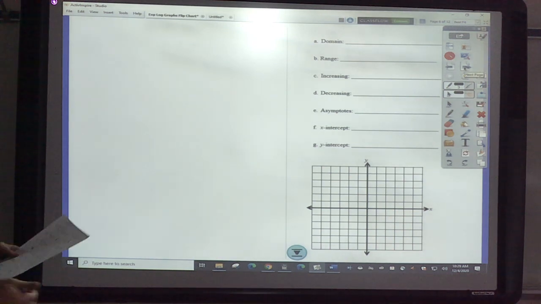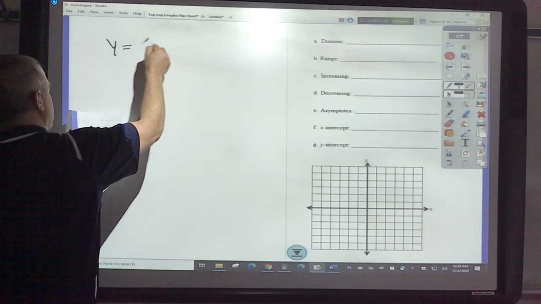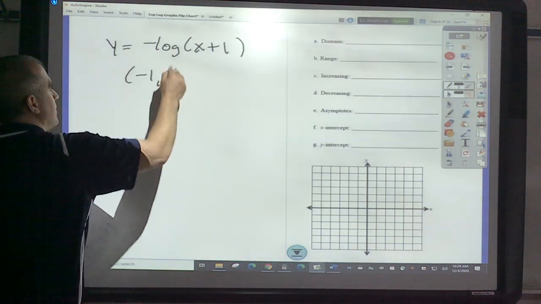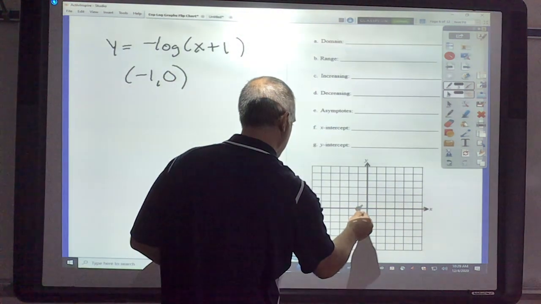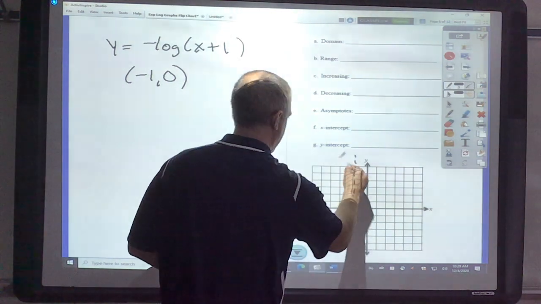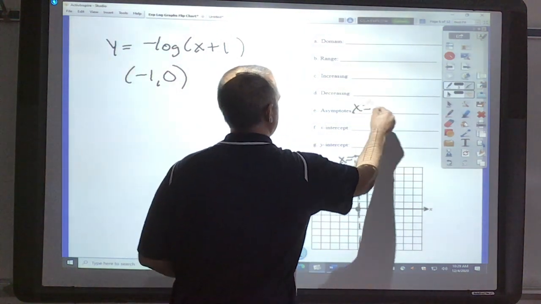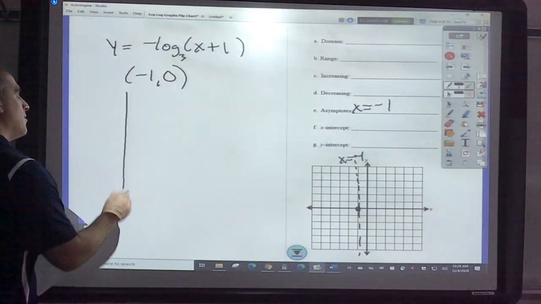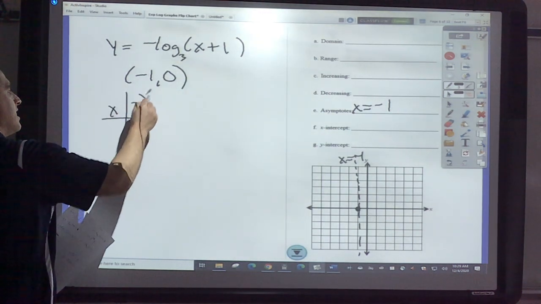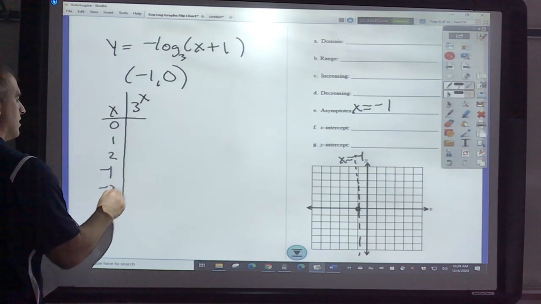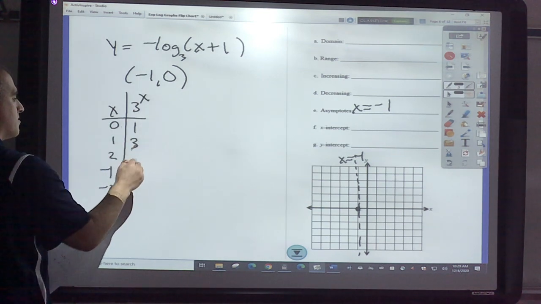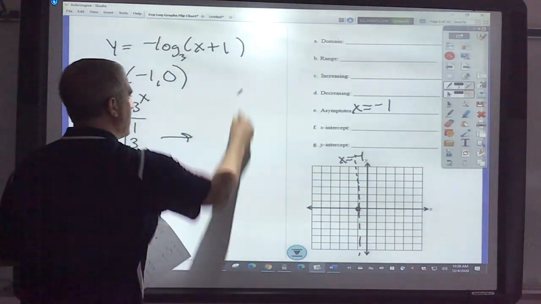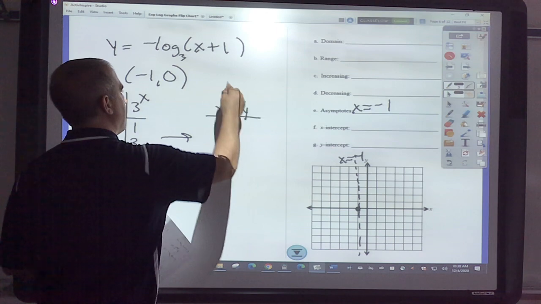All right, the last one here. My anchor would be -1, 0. That's at x equals -1. Got that out of the way. What do I have? Base 3. Because this is a base 3, 3 to the 0 is 1. That would be 3, 9, 1/3, 1/9. Even though I have the negative, I'm going to wait to address that until I flip it.